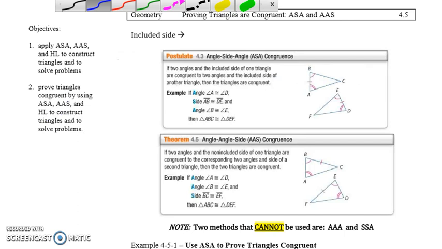And in this lesson, we're going to apply angle side angle and angle angle side, and then we're going to get to hypotenuse leg in the next lesson. We're going to kind of split this into two days, and then we'll construct some problems using that.